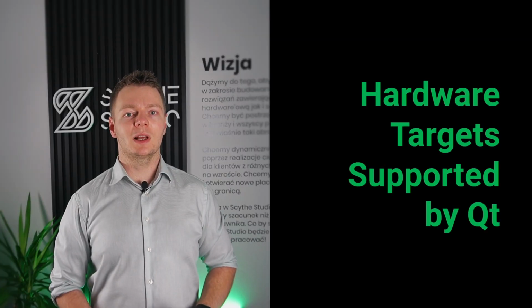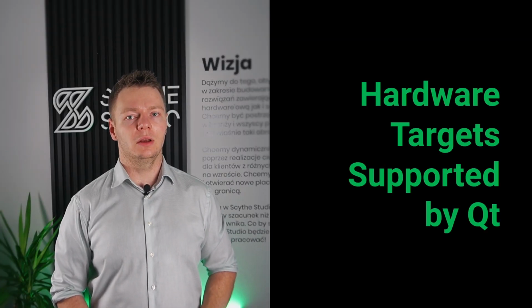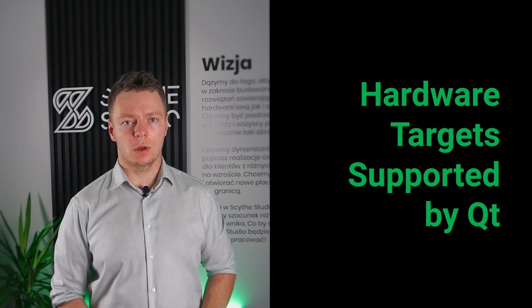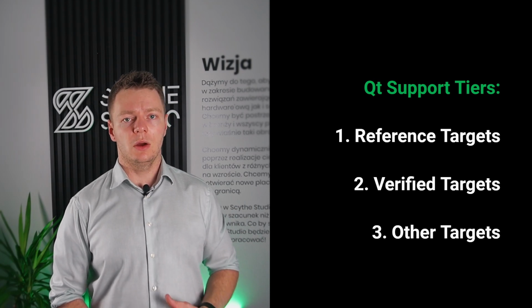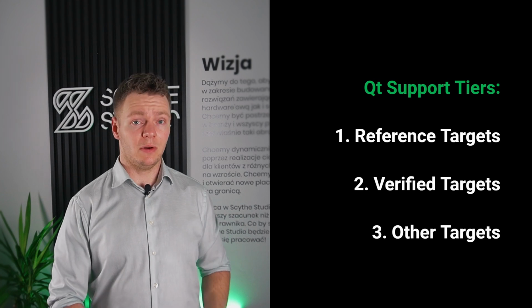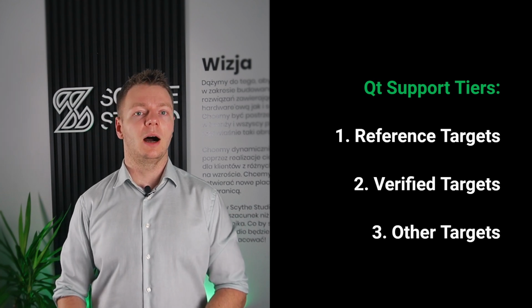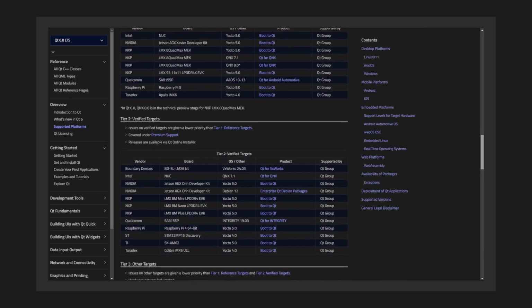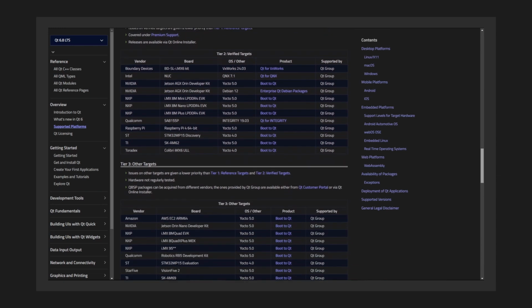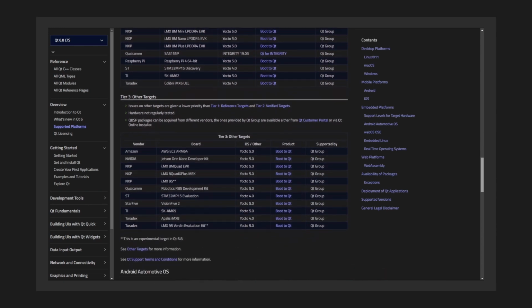Qt supports a wide variety of hardware targets, so you can develop software that can run across different platforms. Depending on your project, you may want to check Qt support levels, which are categorized as reference targets, verified targets, and other targets. Under those tiers, there are lists of devices, but actually the list of unofficially supported devices is way longer. I have seen people running Qt on cheap Chinese MCUs.